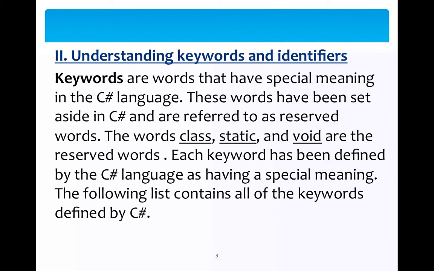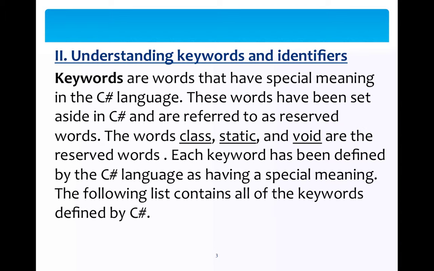Second, understand keywords and identifiers. Keywords are words that have special meaning in the C# language. Those words have been set aside in C# and are referred to as reserved words. The words class, static, and void are reserved words. Each keyword has been defined by the C# language as having a special meaning.